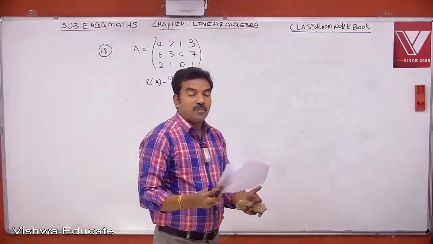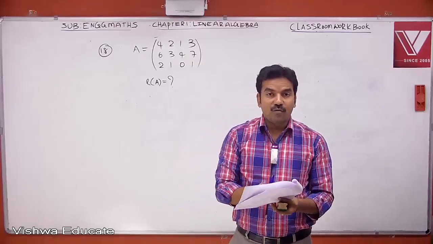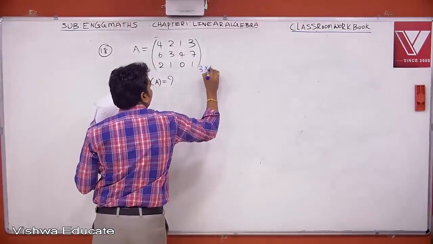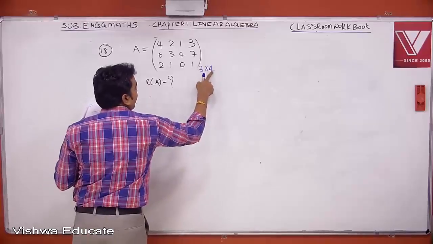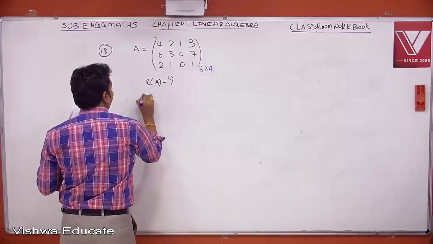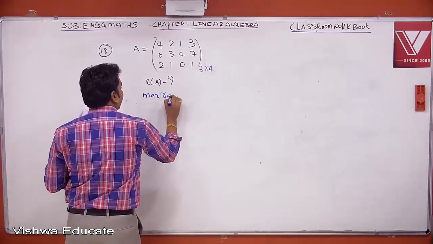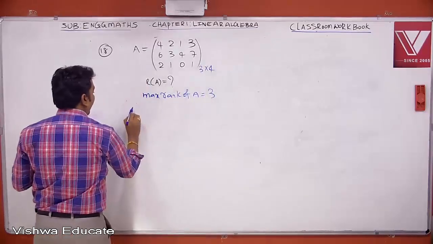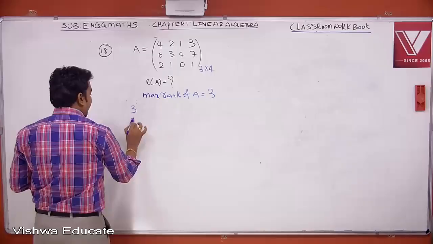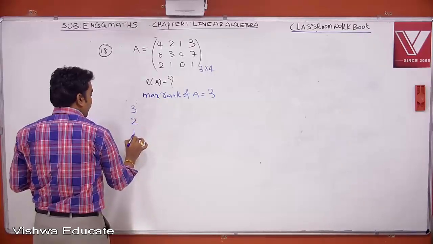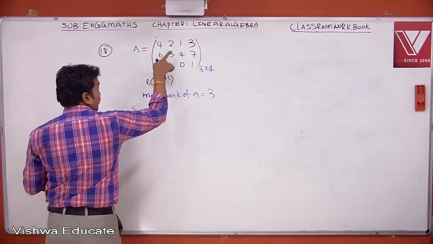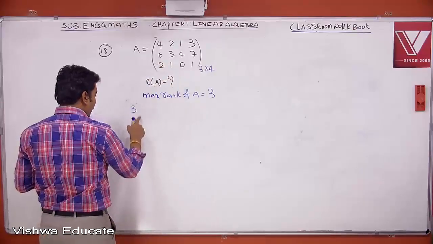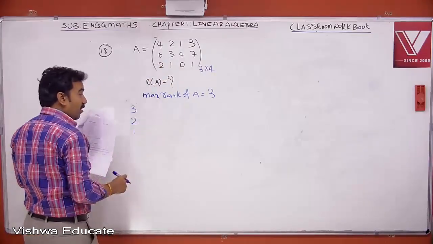Now, what is the size of this matrix? It has 3 rows and 4 columns. The size of this matrix is 3 by 4. So what is the minimum of these two numbers? 3. Therefore, the maximum rank of A equals 3. Otherwise it can be 2, otherwise 1, otherwise 0. But there is no chance of the rank of this matrix being 0. So only these 3 possibilities are there.